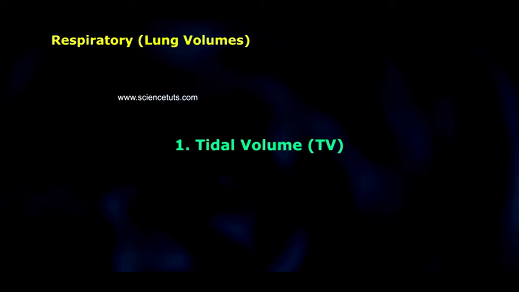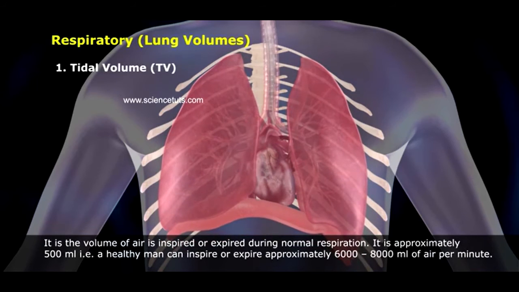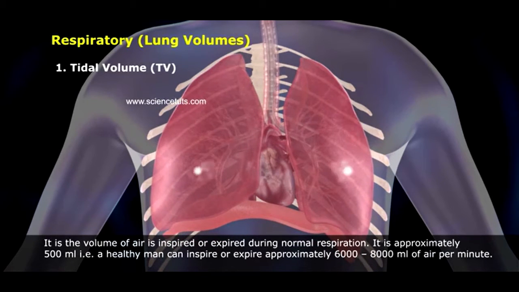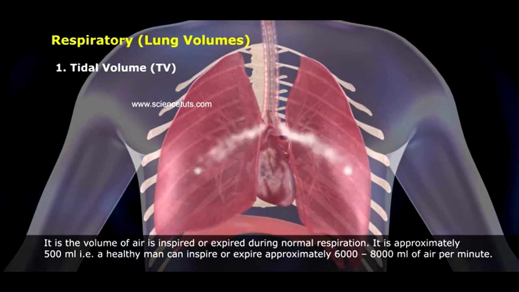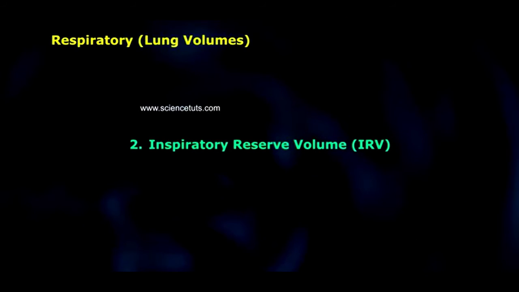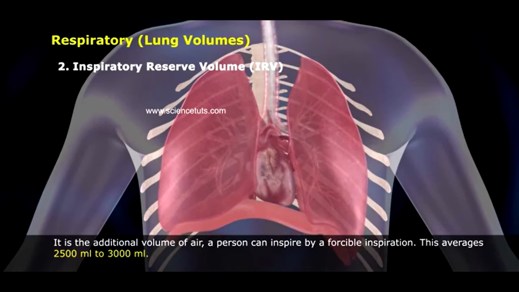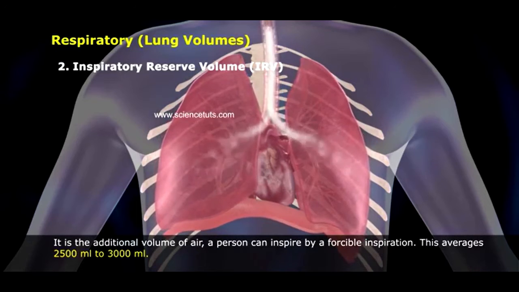Respiratory lung volume. 1. Tidal volume, TV. It is the volume of air inspired or expired during normal respiration. It is approximately 500 ml. That is, a healthy man can inspire or expire approximately 6,000 to 8,000 milliliters of air per minute. 2. Inspiratory reserve volume, IRV. It is the additional volume of air a person can inspire by forcible inspiration. This averages 2,500 ml to 3,000 ml.